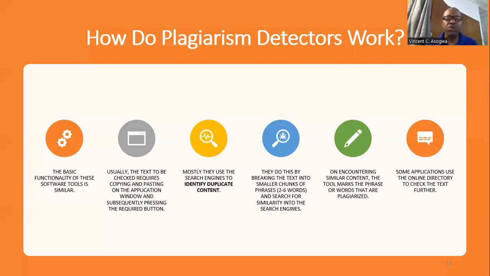Now, how do they do this? The search engines do it by breaking the text which you have copied and pasted into smaller units, smaller chunks of phrases, let's say 2 to 6 words, and search for similar ones in the search engines. When you copy a sentence and insert it there, the machine breaks it into units and searches for duplication of those words, between 2 to 6 words.